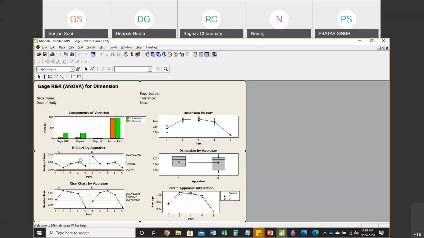The second thing is the variation across the samples. If we compare appraiser A and appraiser B, leaving one point here, sample number 1, appraiser B is giving a very different value and range for sample 1 as compared to A. This is one thing we can see. The remaining are all okay, not that great a difference. Then you have the X bar chart by appraiser. Any point falling outside the red line indicates an issue; here out of 5 points, 4 points are outside the red lines.